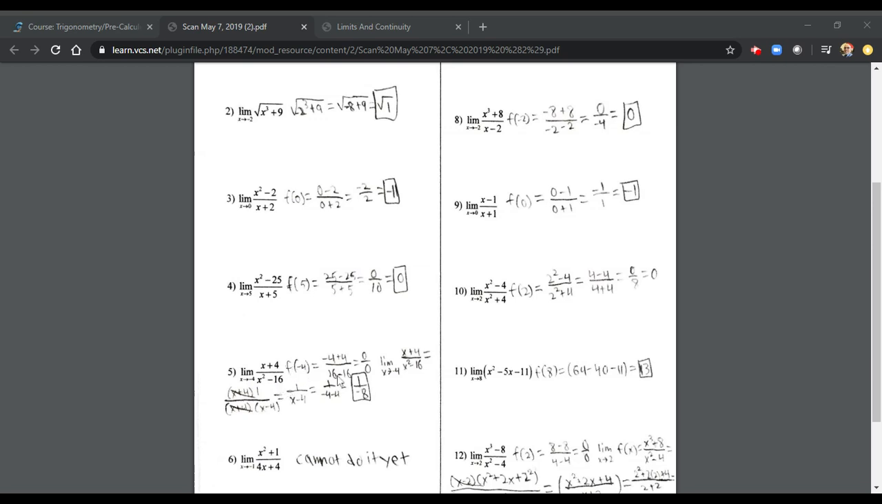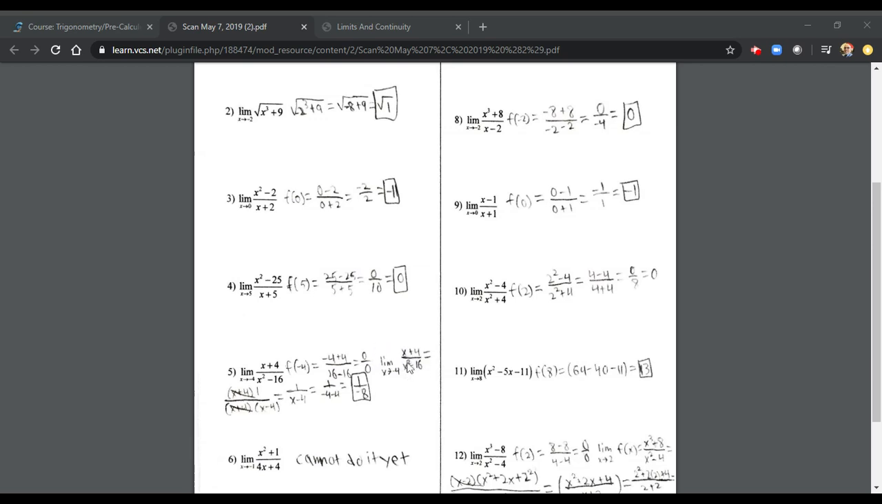F of -4 is equal to -4 plus 4 divided by 16 minus 16. Oh, we've got that second case of 0 over 0. That's not a real number, but that doesn't mean that we can't find the limit. Let's take a look at the limit by factoring here.